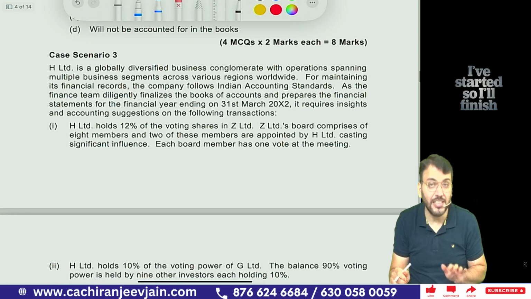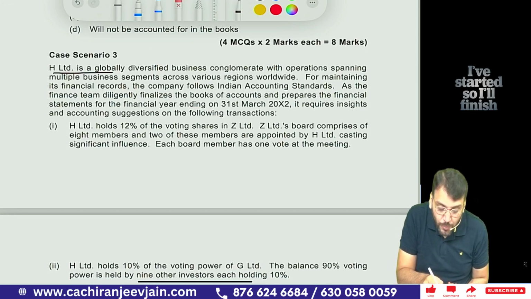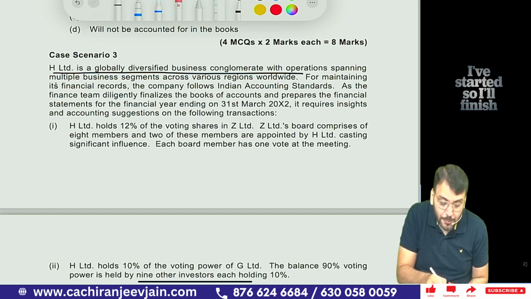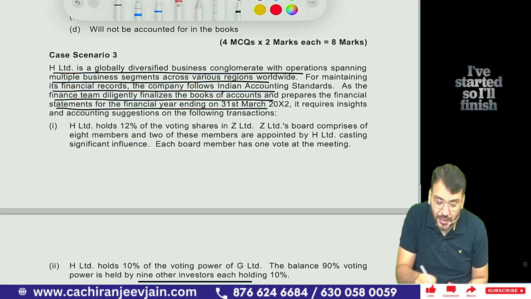Next case study. Case study number 3. H Limited is a globally diversified business conglomerate with operations spanning multiple business segments across various regions worldwide. For maintaining its financial record, the company follows Indian accounting standard. As the finance team diligently finalizes the books of account and prepares the financial statement for the year ending 31st March 2002, it requires insight and accounting suggestion on the following transactions.